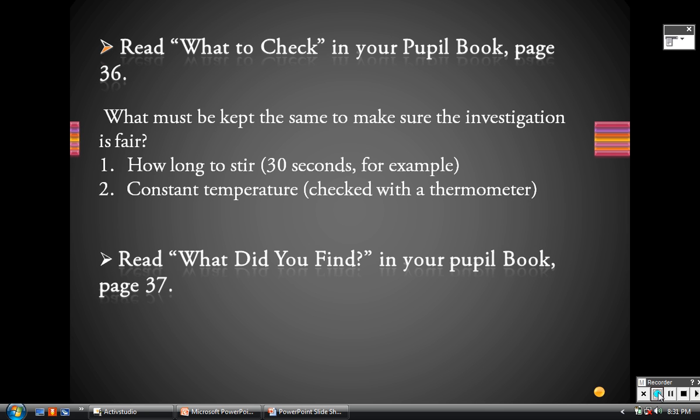Now read what did you find in your pupil book, page 37. Pause this recording while you're reading.